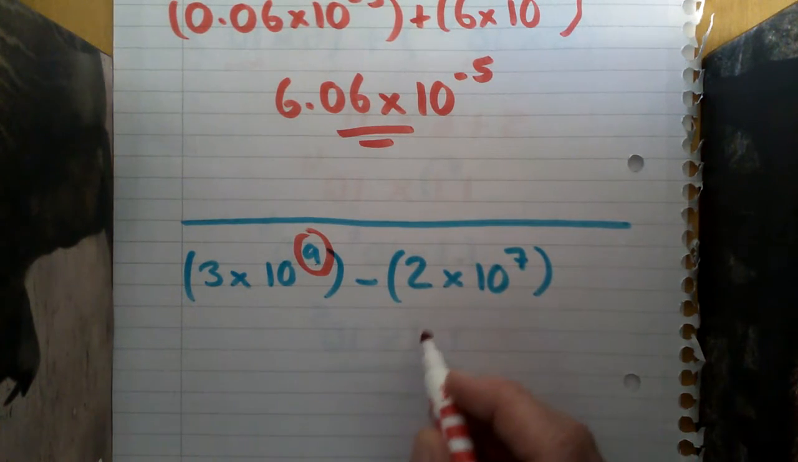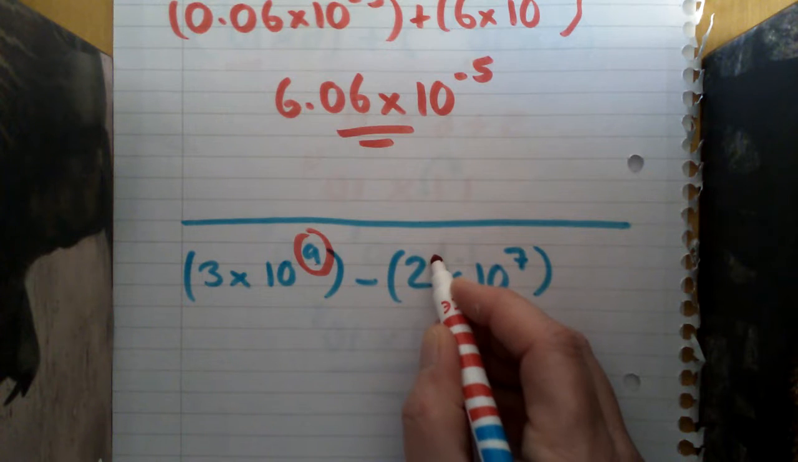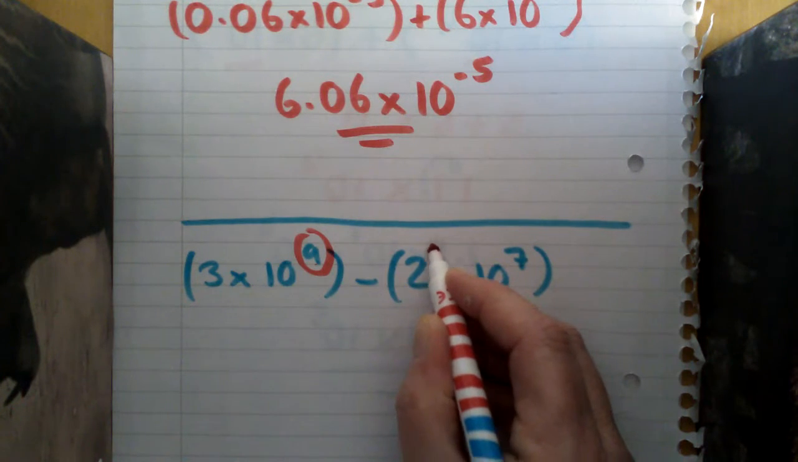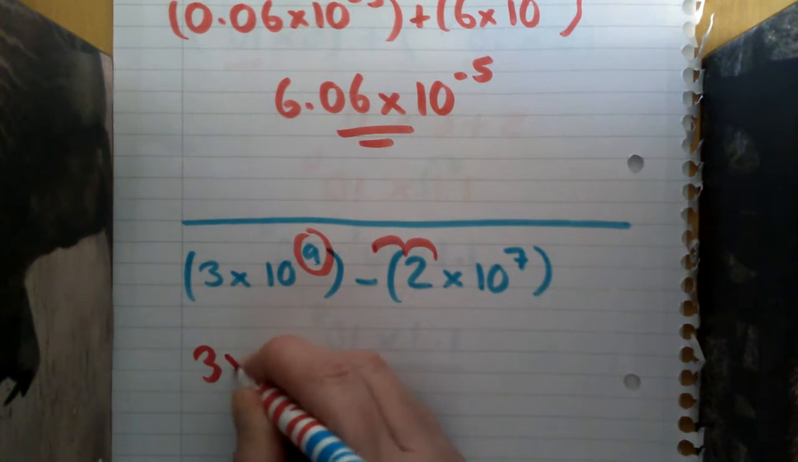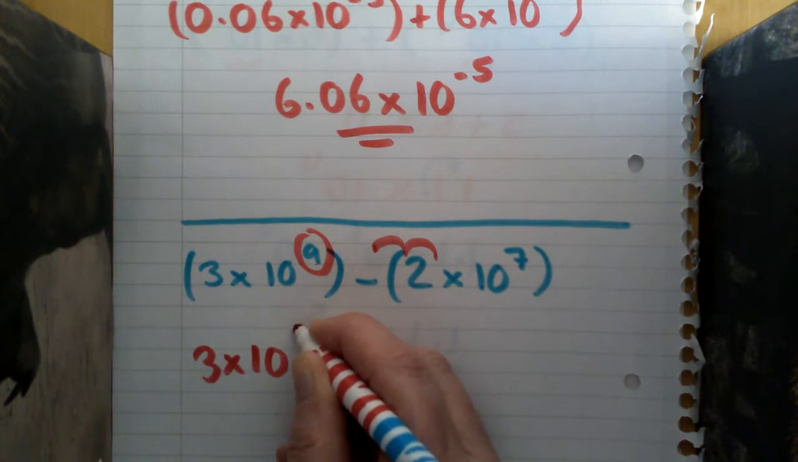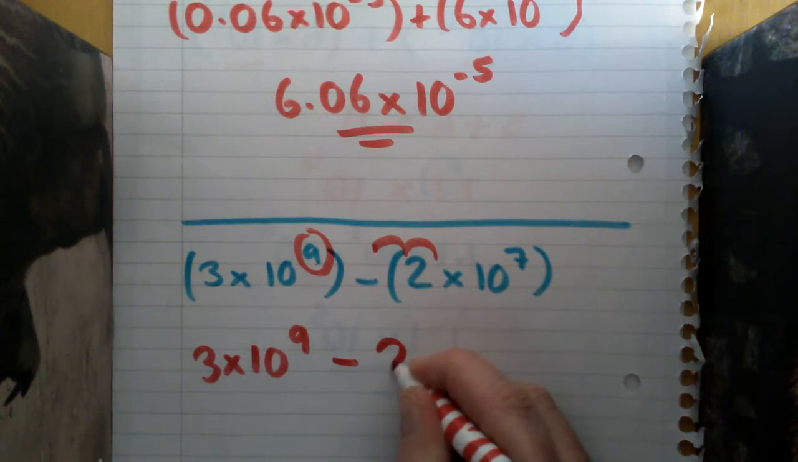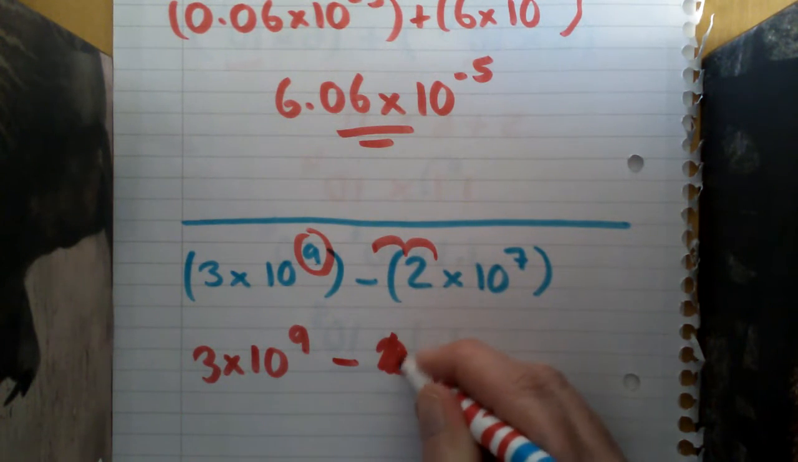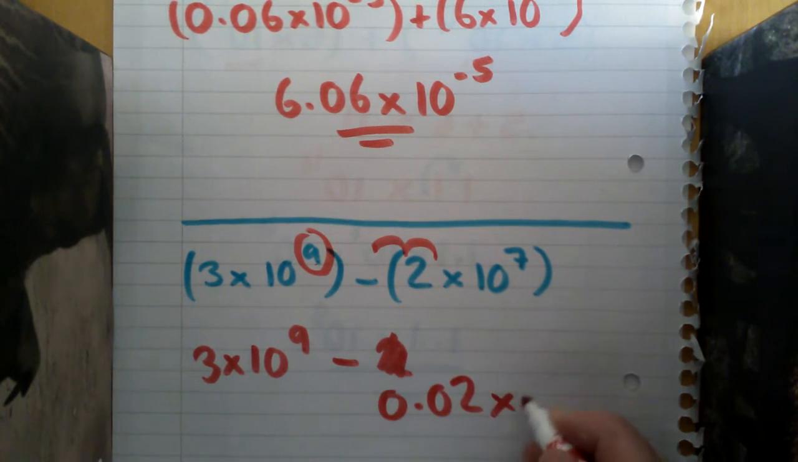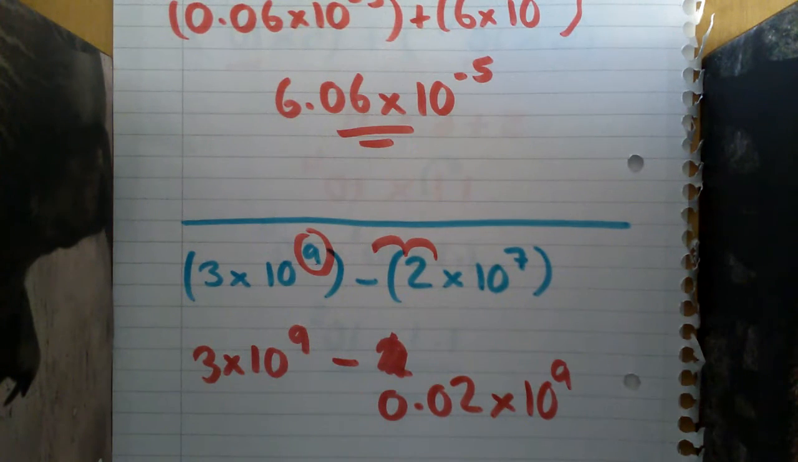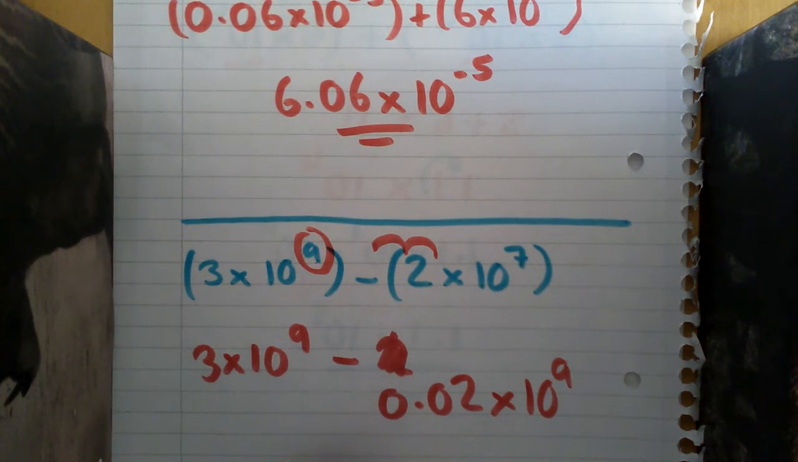Okay, so what we're going to do is the same thing again. We'll get my 2, and it's 2 places. So 1, 2 again. So it's going to be 3 times 10 to the 9, take away 0.02 times 10 to the 9. Okay, and that's going to give me 2.98 times 10 to the power 9, and that's my answer.